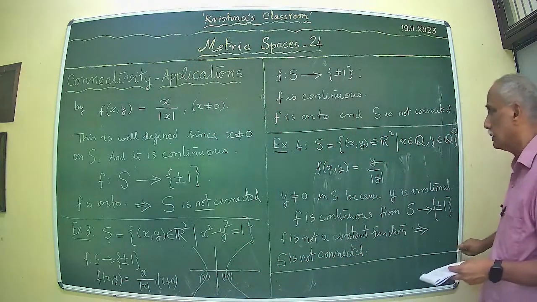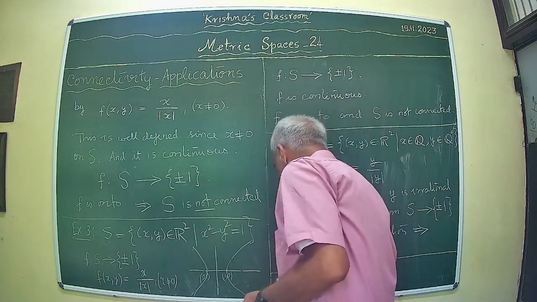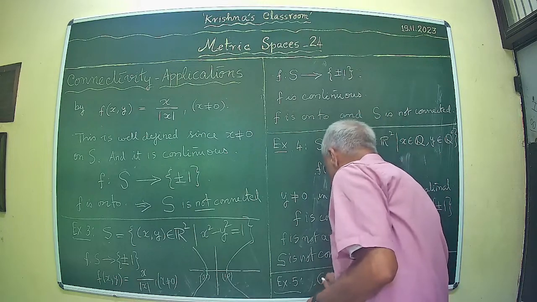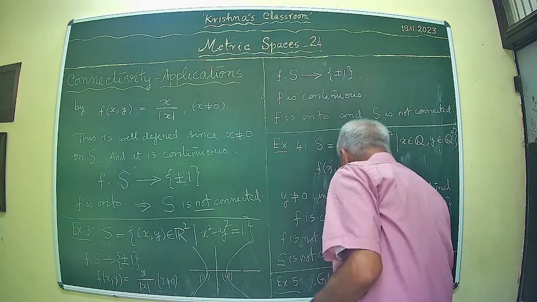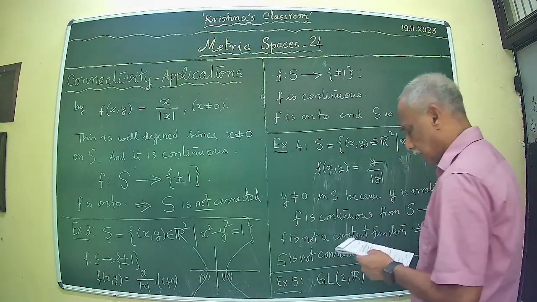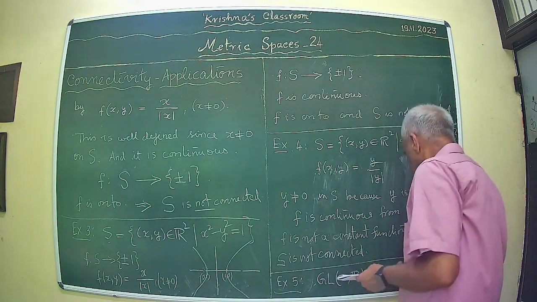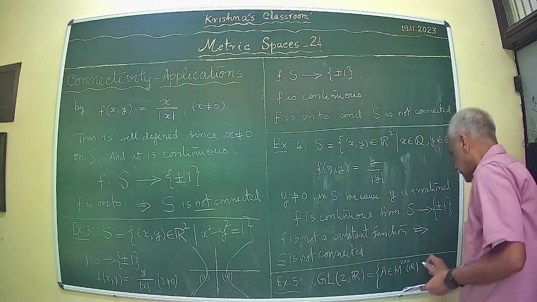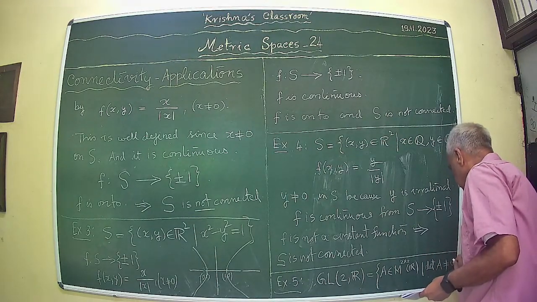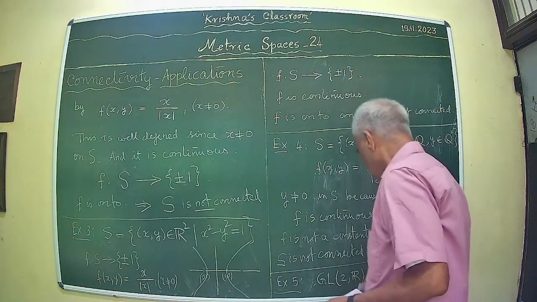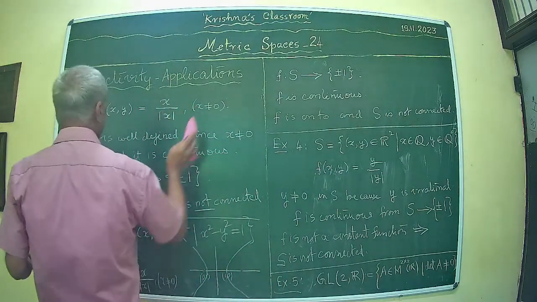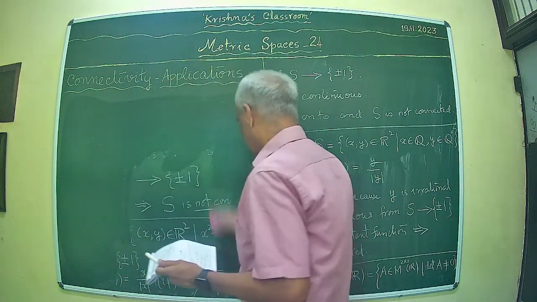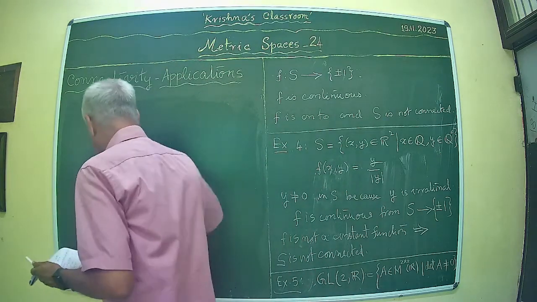So we'll take up another example. Fine. Take up GL2R. What is GL2R? GL2R is all 2 by 2 matrices A such that determinant of A is not equal to 0. Now what we claim is that GL2R is not connected. See, at least you have a geometric guidance here. Now we are going to slowly look at more complicated scenarios.